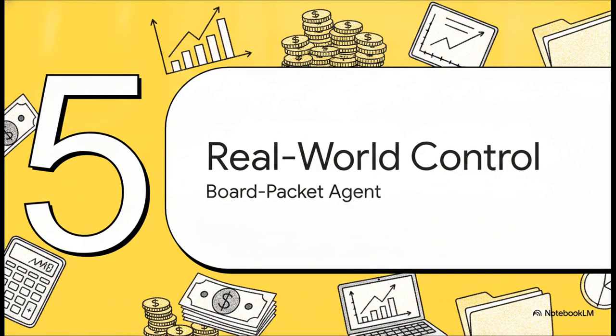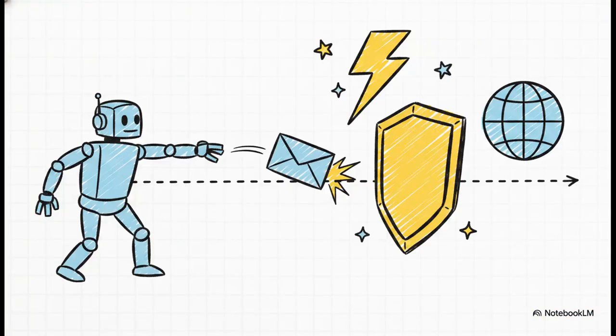Let's bring this all together in our final section, Part 5, Real-World Agent Control. Let's ground all this heavy theory into a practical, real-world application. Imagine your enterprise deploys a highly capable AI agent to gather sensitive financial data and autonomously generate the quarterly board packet. The mission strictly bounds where that completed packet can be sent, say only to recognized board member email addresses.